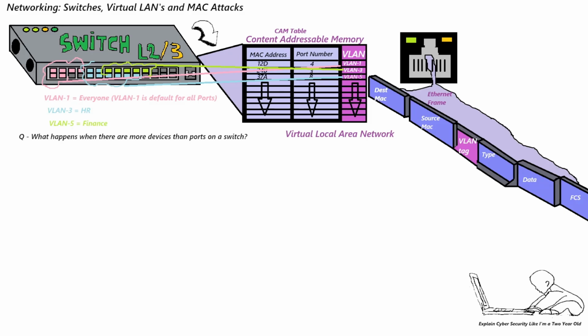So, a question for you wonderful viewers. What happens when there are more devices than ports on a switch? E.g., we wanted to expand HR, but we don't have enough ports on the first switch. Please feel free to pause this video now whilst you think this through, and I will explain the answer in a moment.